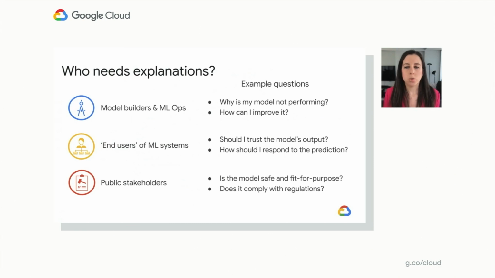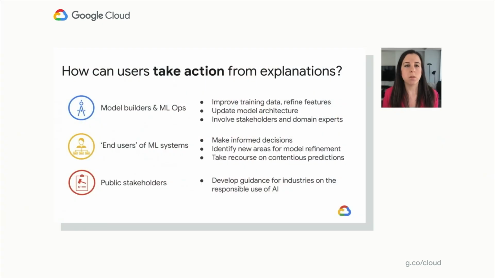They're using explanations to determine whether a model complies with certain regulations and if the model is safe and fit for purpose. And each of these types of users will take different action as a result of explanations. So just to go over this a little bit, data scientists, model builders, people who are actually building these models, might use explanations to go back and see where they could improve training data, maybe refine features, or change the model architecture. End users are using explainability to have more trust in ML systems and be confident that the model is leading them in the right direction.